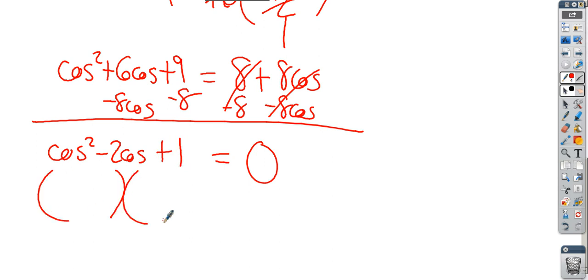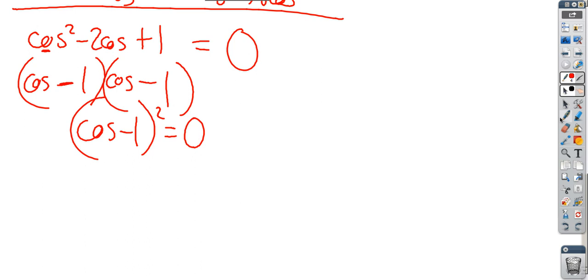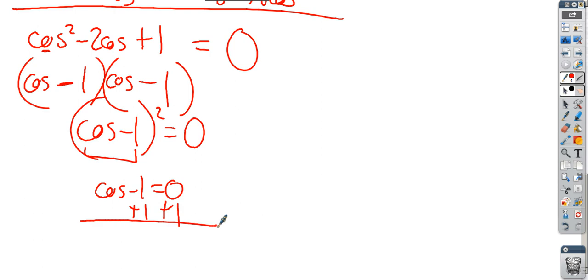So this factors. What numbers multiply to 1 and add to negative 2? Those would both be negative 1. And how did you get the cos squared? You got it by doing cosine times cosine. So actually, you can write this a little bit more compactly. It's just cos minus 1 squared. So we only have to solve really one equation right here. So we need this thing to equal 0. And we can do that by adding 1 to both sides to solve this.